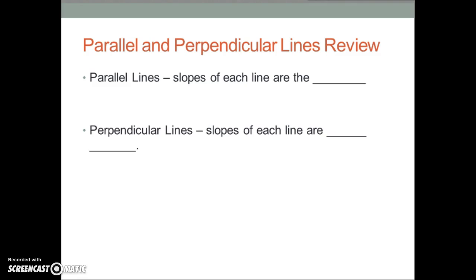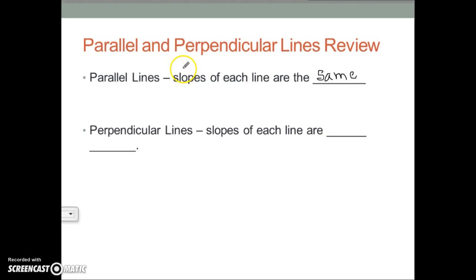So just a quick review for parallel and perpendicular lines. Parallel lines, the slopes of each line are the same. So if we have two equations of lines, the slope, the value of m, is going to be the same if the lines are parallel. And parallel lines means that the lines do not ever cross, they never intersect.